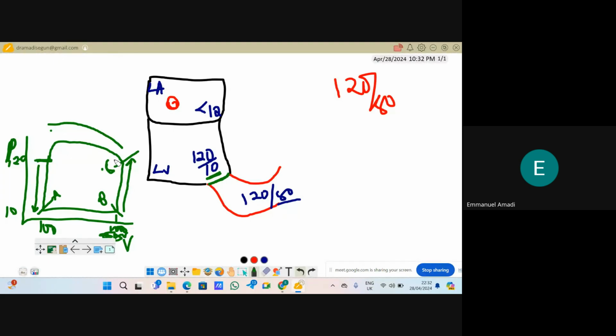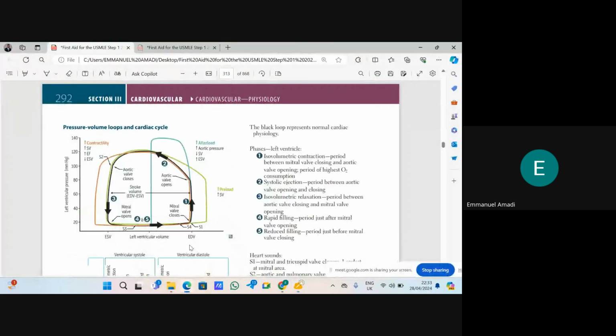Now, when it gets to this point, D, your systole ends, your aortic valve closes, and the isovolumetric relaxation happens again. That is how it keeps happening. Now, this is all what they were trying to illustrate using the black line. The black curve in this diagram is normal.